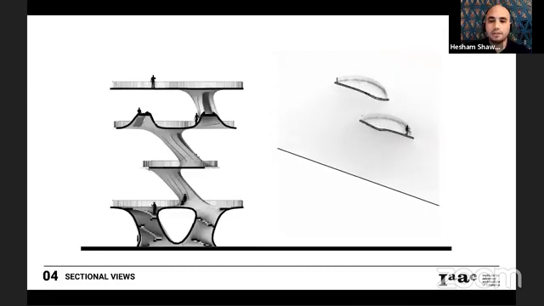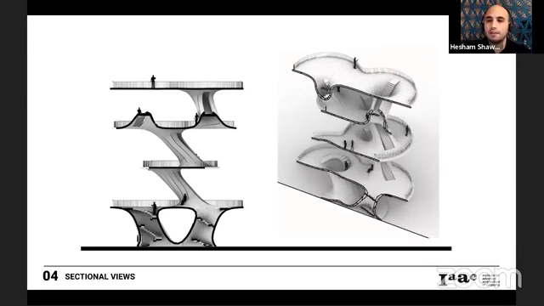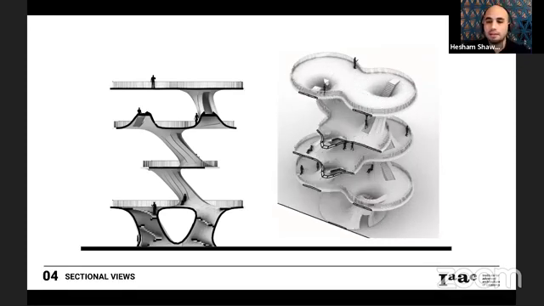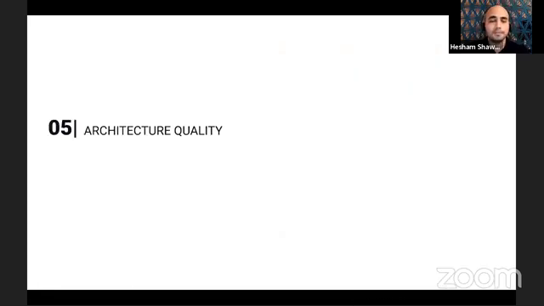And we can see another sectional view that shows the connection between horizontal and vertical elements and stairs, and what different activities people are doing inside the structure.